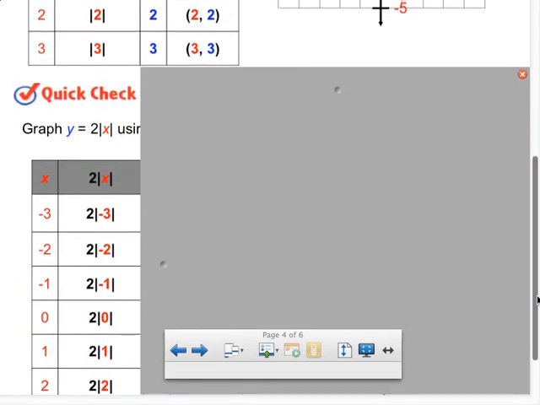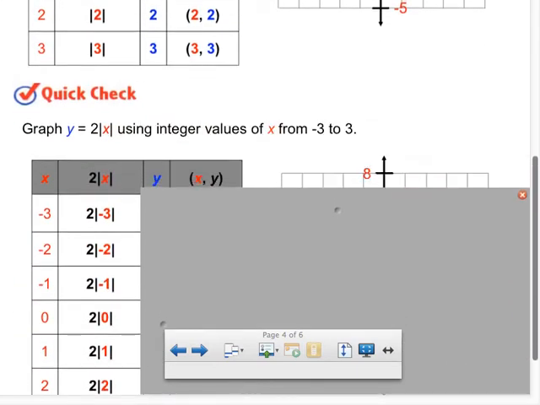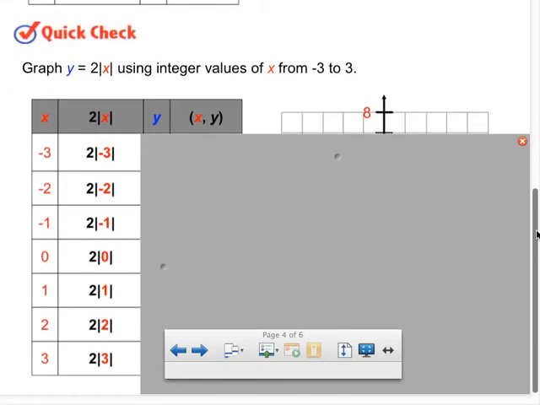Let's go ahead and graph this one. Graph that one really quickly. Come up with the values really quickly. Let's do it. Come up with your solutions to this nonlinear relationship so we can graph it.